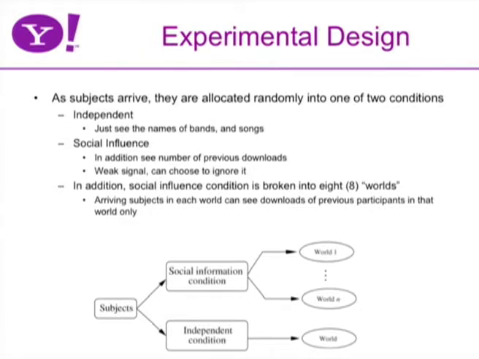Now, within this social information condition, we further split people into one of 8 different worlds. And what a world means is that you only get to see the downloads of the people in that particular world who were in front of you. So what we have effectively done is created 9 completely independent copies of the universe, all identical. They all start out with 0 downloads. And then we just run everything forward and we see what we see.